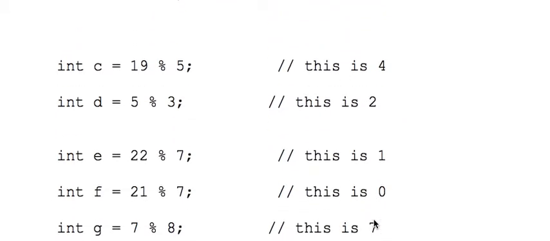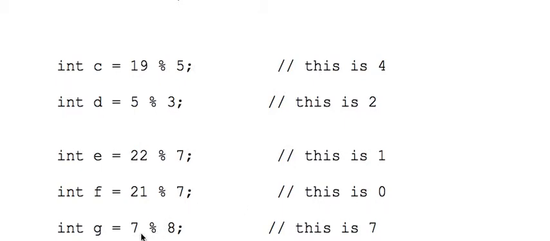We'll get a lot more practice with mod, but let's just talk about it a little bit more. How about 22 mod 7? Well, 22 divided by 7 is 3 with a remainder of 1. So 22 mod 7 would end up being 1. How about 21 mod 7? Well, 7 goes into 21 evenly, so that's 3 with a remainder of 0. So 21 mod 7 would be 0.